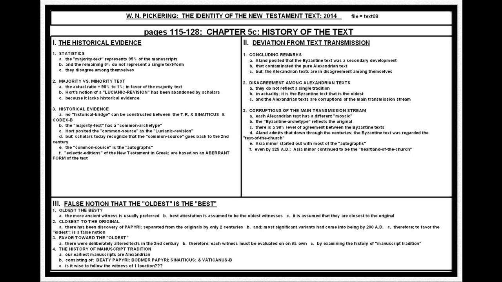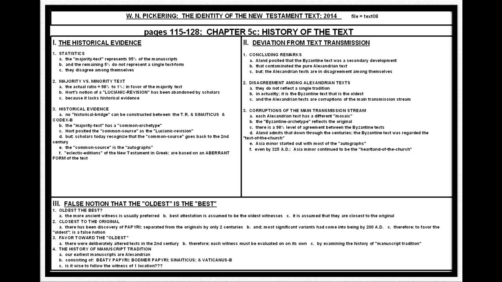The Byzantine text was primary, not secondary. And the Alexandrian text contaminated the Byzantine text, not the other way around. Also, we have to consider that in sheer volume, the Greek critical text today is based on the Bede Papyri, Bodmer Papyri, Sinaiticus, and Vaticanus B. Primarily, Sinaiticus and Vaticanus B. Very few documents compared to the thousands of majority text documents.